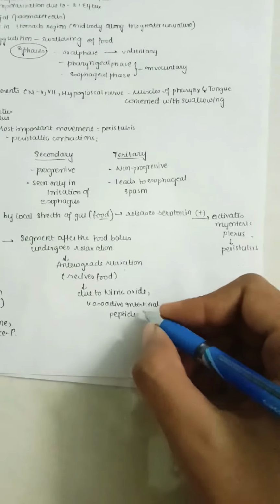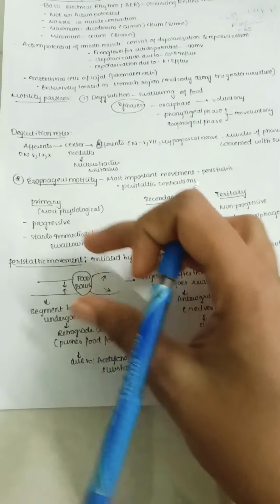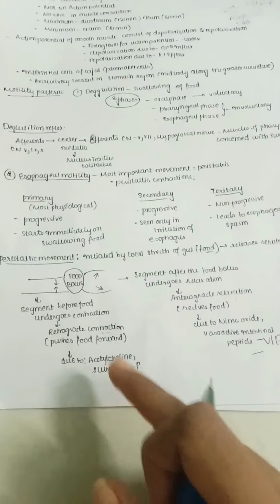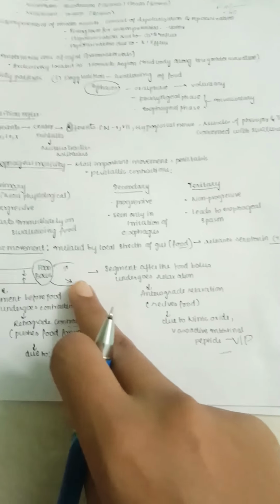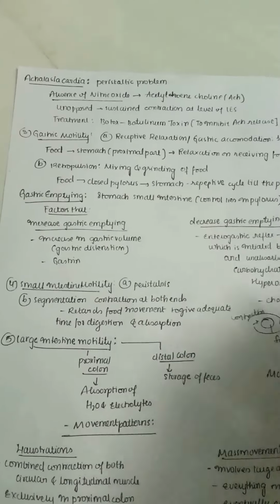Receptive intestinal peptide, VIP. So remember, the retrograde contraction is due to acetylcholine and substance P, and the anterograde relaxation is due to nitric oxide and VIP. Now let us see achalasia cardia.